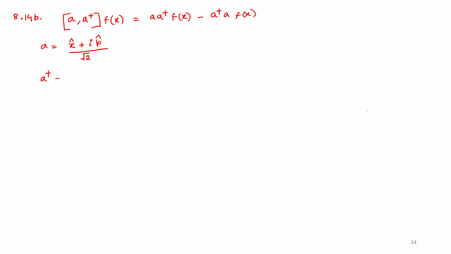So we need to show the commutator relationship, just as we were doing earlier. Suppose we take f of x, and we will get something like a a dagger f of x minus a dagger a f of x. That is what we want to do. Now a is given by (x plus i p) divided by root 2, and a dagger is (x minus i p) by root 2.